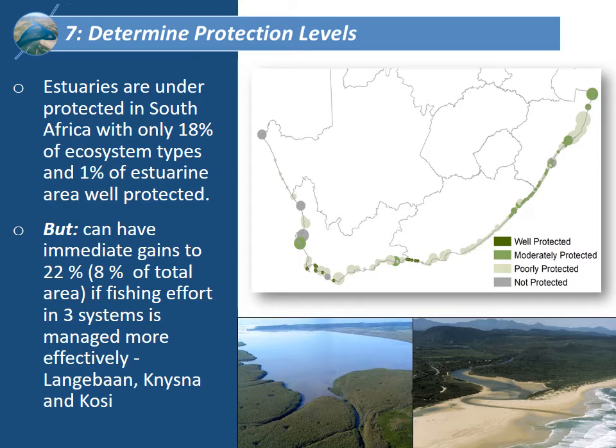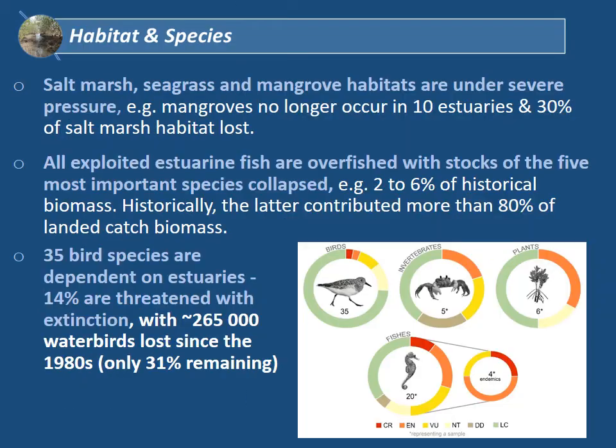Finally, we determined the protection levels. There's a rating here from well protected to not protected at all, with green colors meaning protected to well protected. And we found that estuaries are underprotected in South Africa, with only 18% of ecosystem types and 1% of estuarine area well protected. But we can have immediate gains to 22% of total area if fishing effort in 3 systems is managed better: Langebaan, Knysna and Kosi.